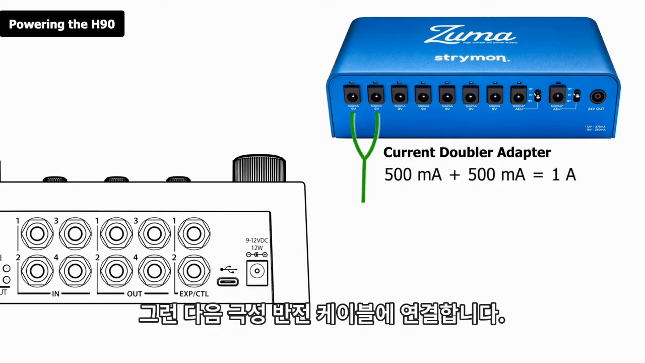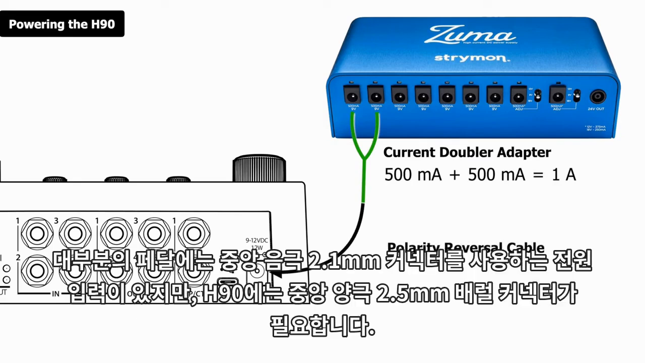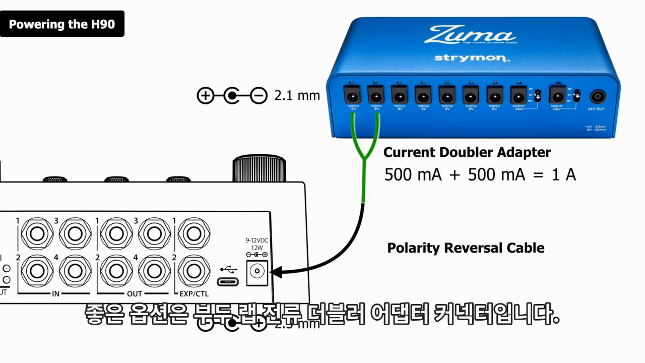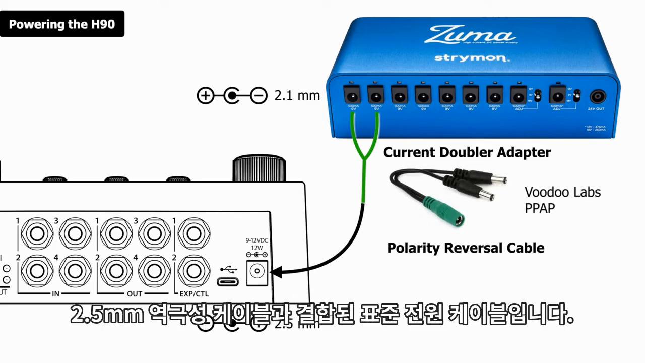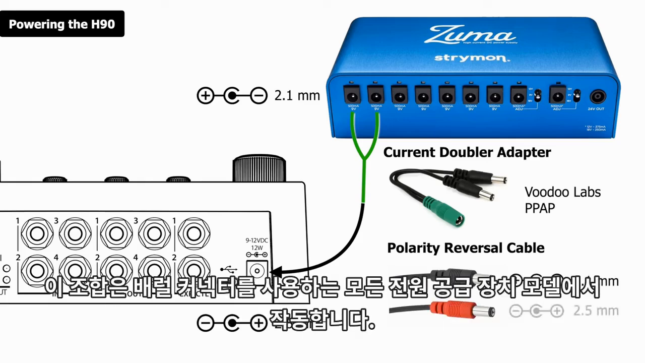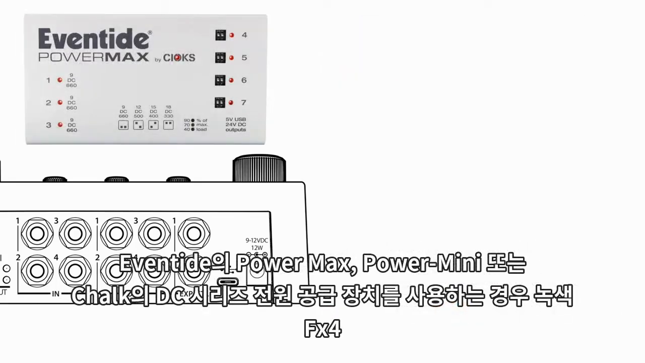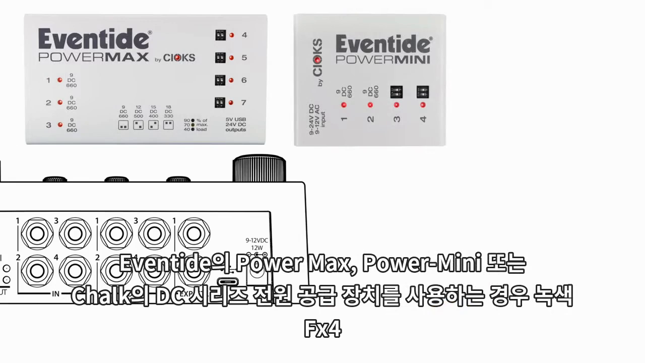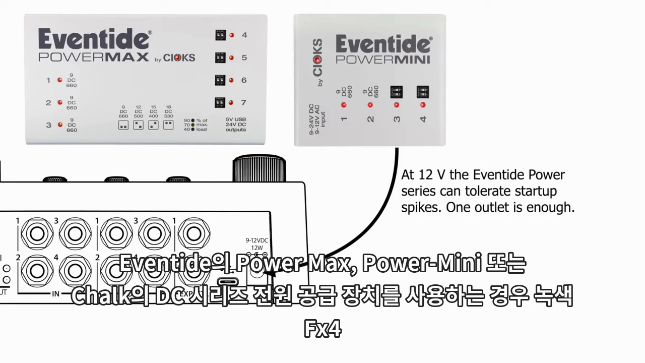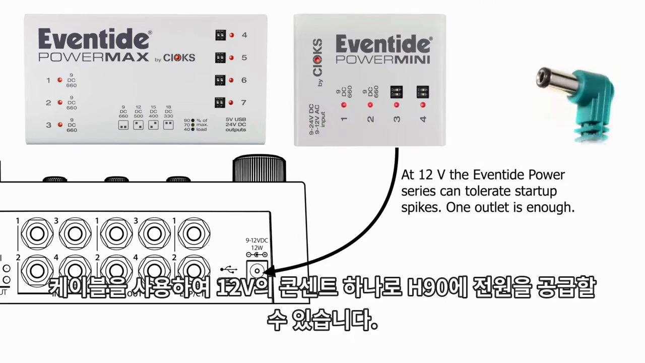Then, connect that to a polarity reversal cable. Though most pedals have power inputs that take center negative 2.1mm connectors, the H90 requires a center positive 2.5mm barrel connector. A good option is the Voodoo Lab current doubler adapter cable coupled with their 2.5mm reverse polarity cable. This combination works with all power supply models that use barrel connectors. If we use Eventide's Power Max, Power Mini, or Chocs DC series power supplies, the H90 can be powered with one outlet at 12 volts using the green Flex 4 cable.